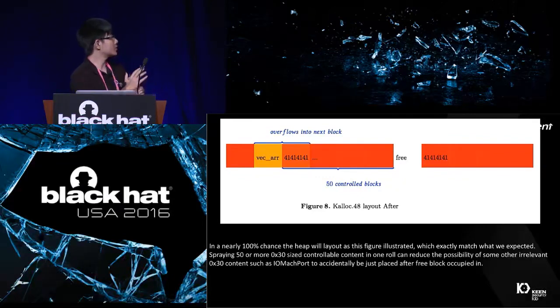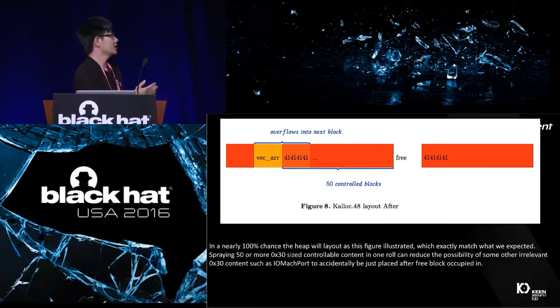So we need to ensure that what follows after this 48 block, what is filled after this IG vector, is content we can control. So we spray like 50 controlled blocks, so that we hope that IO mark port will not fall right after this vector array to break our exploitation. And if you spray more blocks, there's less chance that IO mark port will appear right at the head of these controlled blocks. And we use this approach to get about 100% stability of this KLOC 48 function.